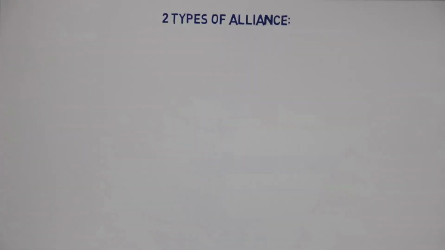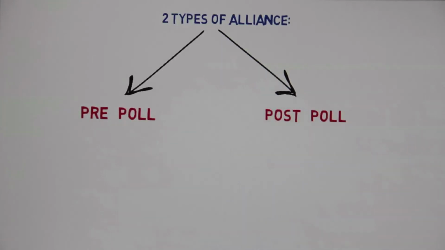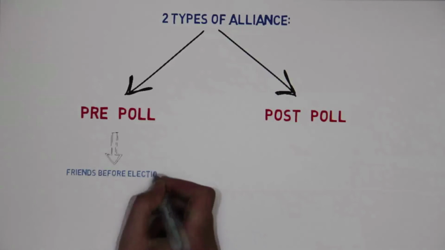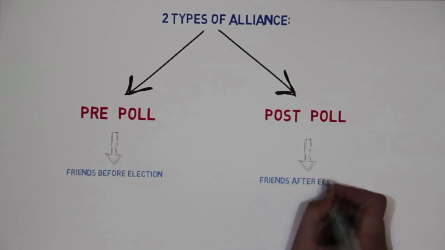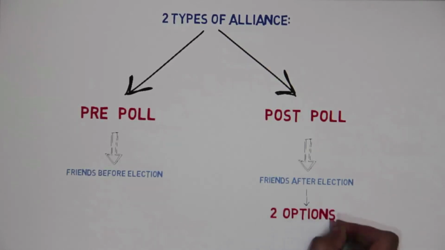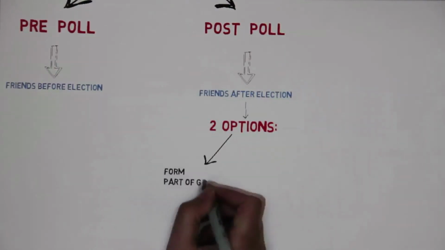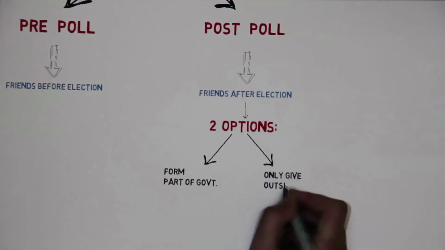Okay, there are 2 kinds of alliances. First, pre-poll alliance. Second, the post-poll alliance. In pre-poll alliance, parties are friends before the election itself. In post-poll alliance, parties become friends after the election. Here there are 2 options. Either the party can become a part of the government or only give an outside support on any issue raised.